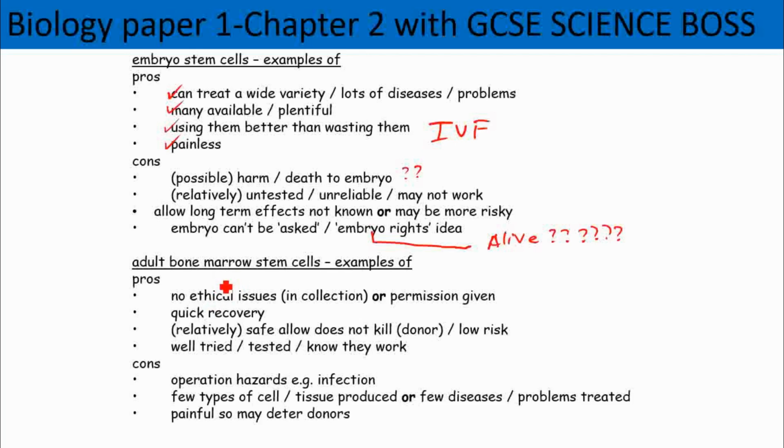However, with the adult bone marrow stem cells, there are no real ethical issues, in terms of you can't get permission to collect the adult bone marrow stem cell. The recovery time is quite quick. It's fairly safe, and it has been tried. The cons of it is that it only produces a few types of cells, so you can't treat all the problems. It could be painful to the person who is donating it, and also there's a risk of infection. Make sure that you know all of the pros and cons, and that summarizes chapter 2. I'm out.